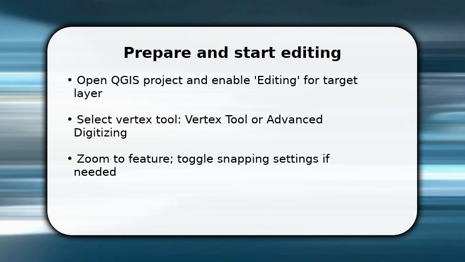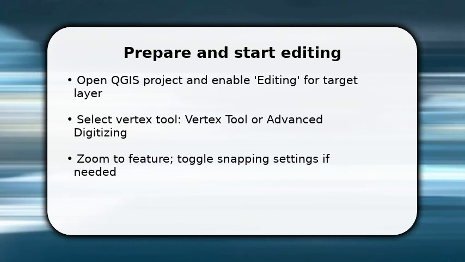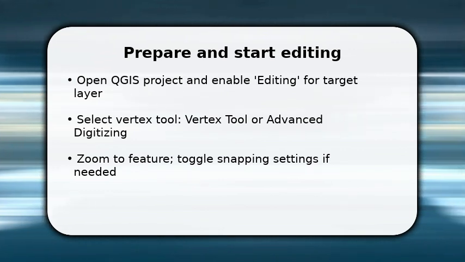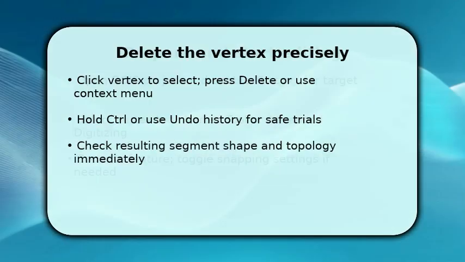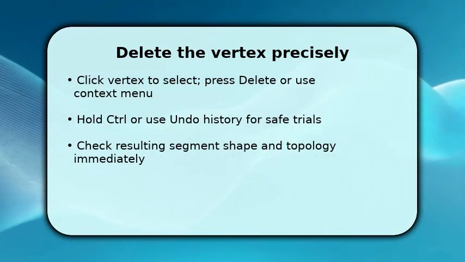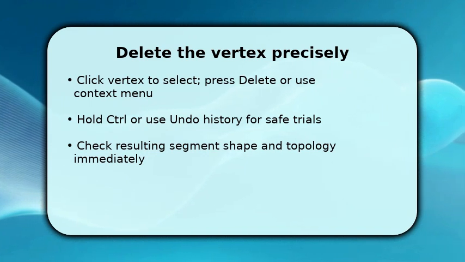Once the tool is active, zoom close to the vertex so you can clearly see neighboring segments and their angles. This reduces accidental edits and prepares you to perform a precise deletion without altering geometry unintentionally. With the Vertex tool active, click the specific node. You should see it highlighted. Press the Delete key or right-click and choose Remove Vertex to delete it.